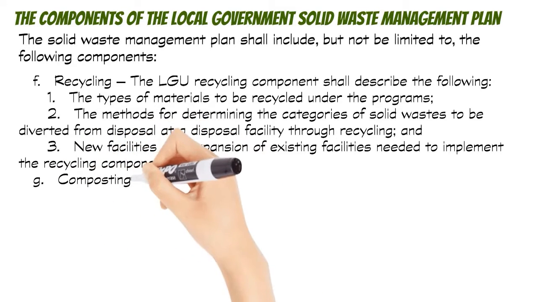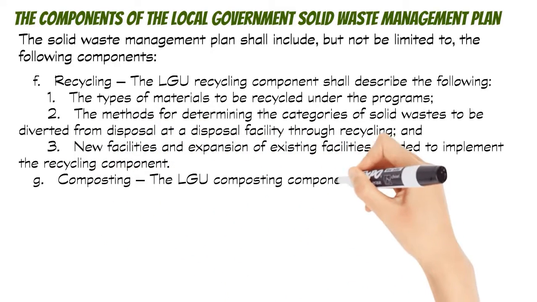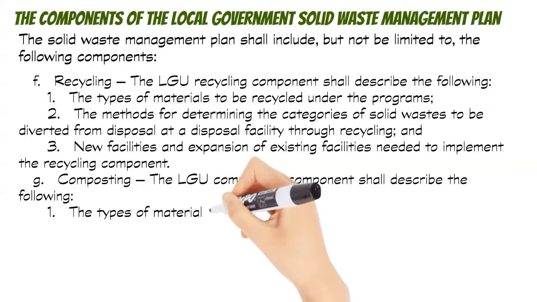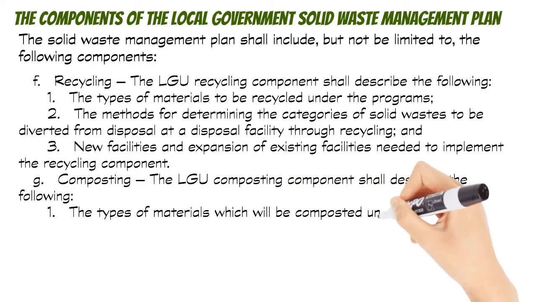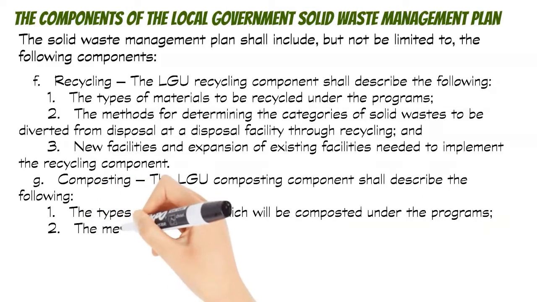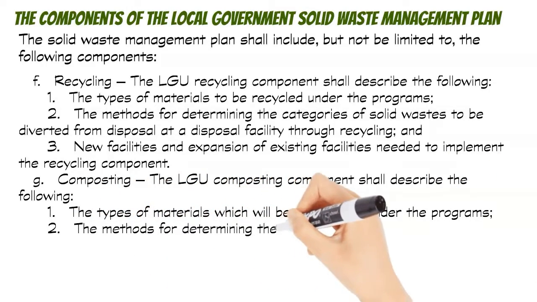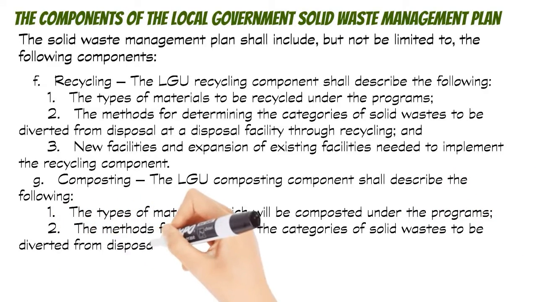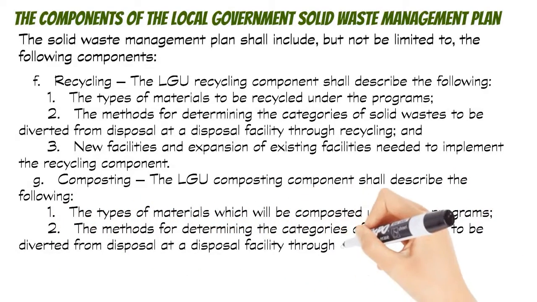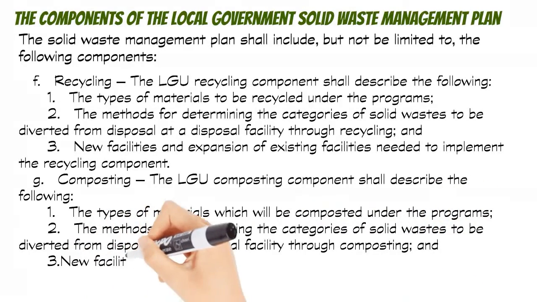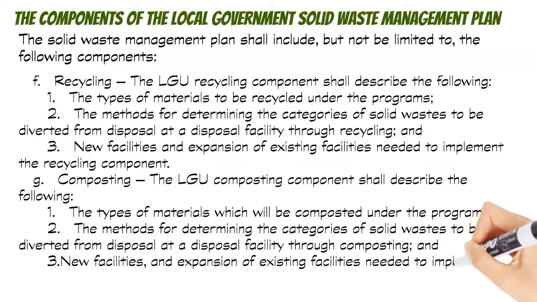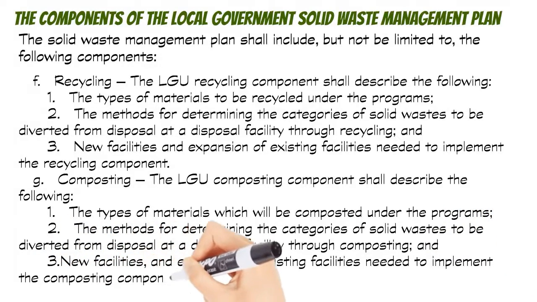G. Composting. The LGU composting component shall describe the following. 1. The types of materials which will be composted under the programs. 2. The methods for determining the categories of solid wastes to be diverted from disposal at a disposal facility through composting. And 3. New facilities, and expansion of existing facilities needed to implement the composting component.